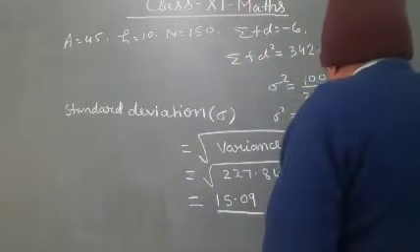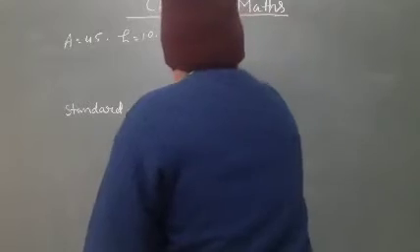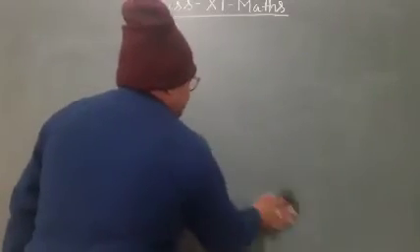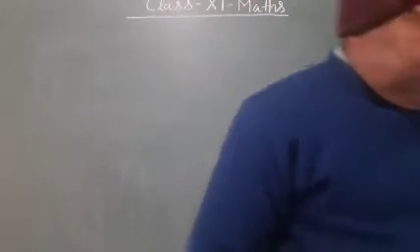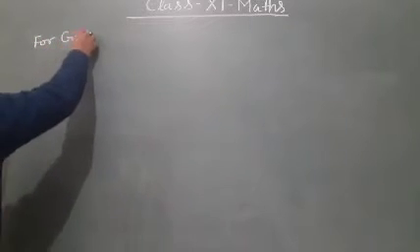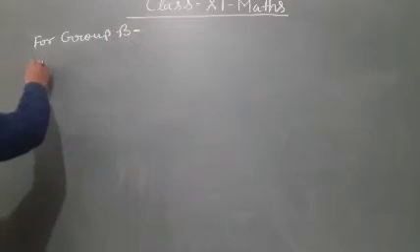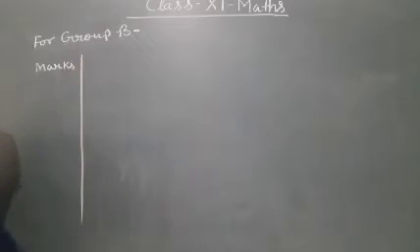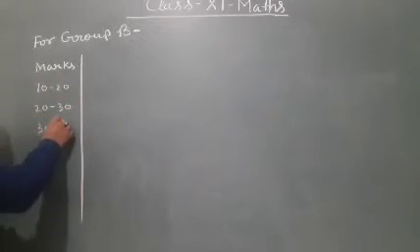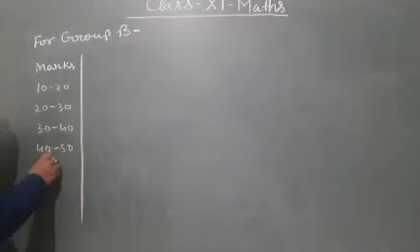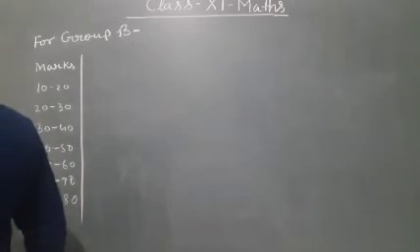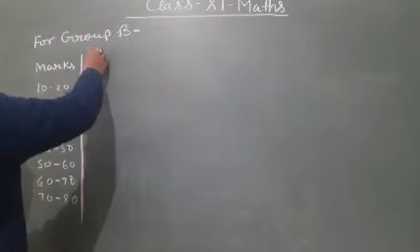Now we find the value of group B. For group B, marks: 10 to 20, 20 to 30, 30 to 40, 40 to 50, 50 to 60, 60 to 70, and 70 to 80. Frequency f, midpoint x, d equal to x minus a upon h, d square, f into d and f d square.